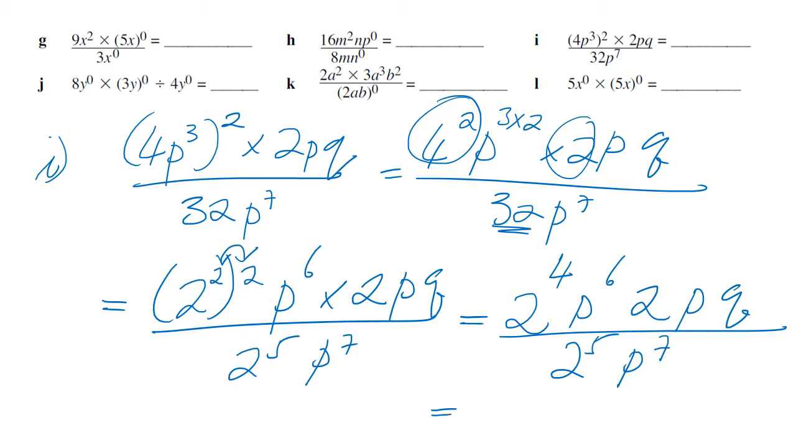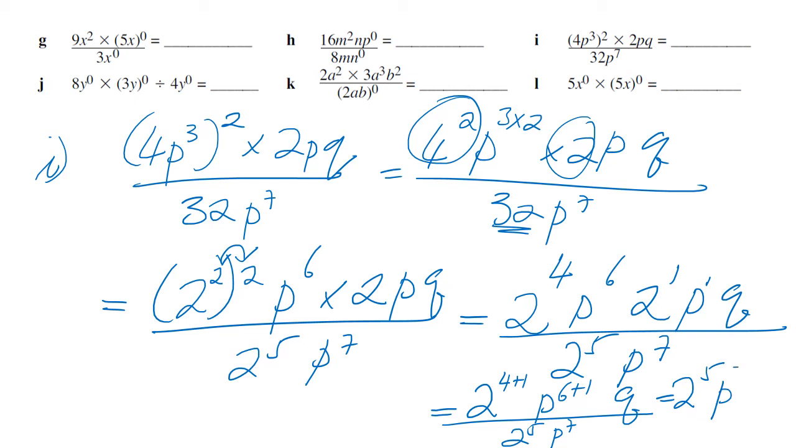Alright, now let's group the stuff together. 2 to the power of 4, you can multiply by another 2. 2 is just 2 to the power of 1, which means the top will become 2 to the power of 4 plus 1. P to the power of 6, I can group that with p, which is just p to the power of 1, which is p to the power of 6 plus 1. Then I have the q. Bottom is 2 to the power of 5, p to the power of 7. So the top becomes 2 to the power of 5, p to the power of 7, and q over 2 to the power of 5, p to the power of 7.